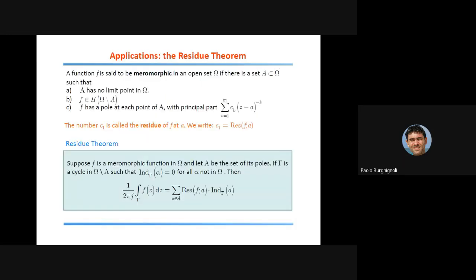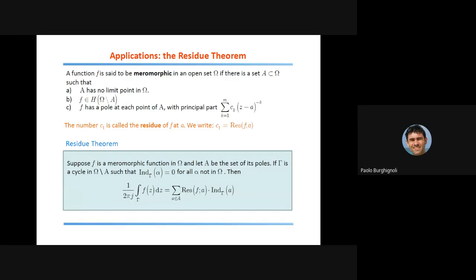In particular, the most important application of this property is the so-called residue theorem, for which we need a further definition. We say that a function f is meromorphic in an open set omega of the plane if there exists a subset A of omega with the following properties. This subset A must have no limit point in omega. The function f must be analytic in omega without A, so A is a set of points where the function is not analytic. And finally, f must have a pole at each point of A with a given principal part, which you can see written here in terms of the coefficients c_k. So basically, a meromorphic function is a function which is not analytic in omega because of the presence of isolated singularities, which are poles. And those poles do not have a limit point in omega.